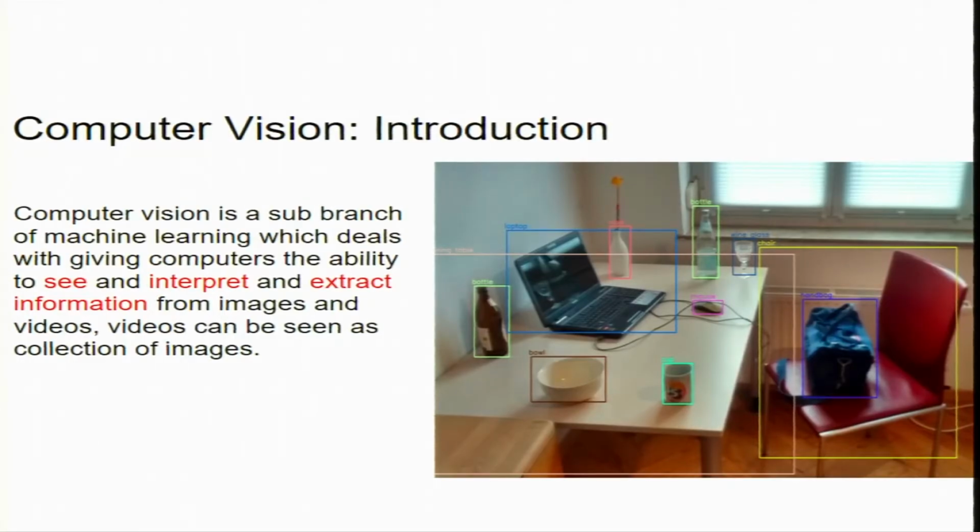So, let us give an introduction to computer vision. As you know, computer vision is a sub-branch of machine learning, and this deals with giving the computer the ability to see, interpret and extract information from images and videos. The videos can be seen as a collection of images. In this figure you can see different objects in an image. How do we interpret whether it is a bottle, a laptop, a bowl, a cup, a bag, a chair and so on?